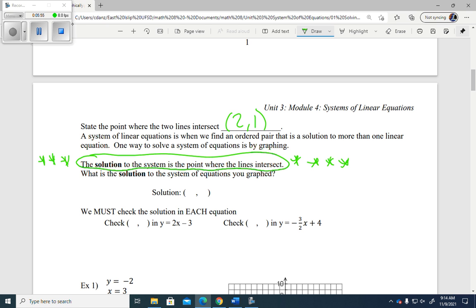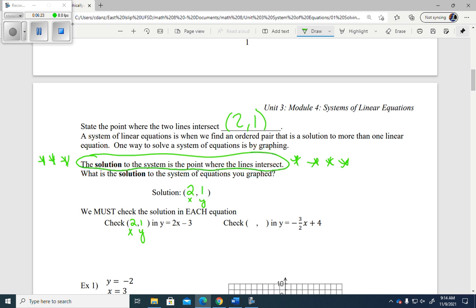So the solution to the system that we did in our do now was 2, comma 1. It's a point. It's an x value and a y value. Both equations share this point. A solution is the point that they share. So we're going to check it in each equation. So remember, when we do a check, we plug the x value in place of x, we plug the y value in place of y, and it should work out.